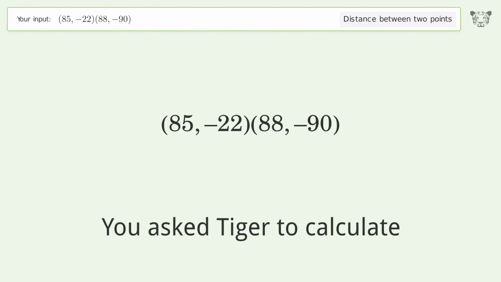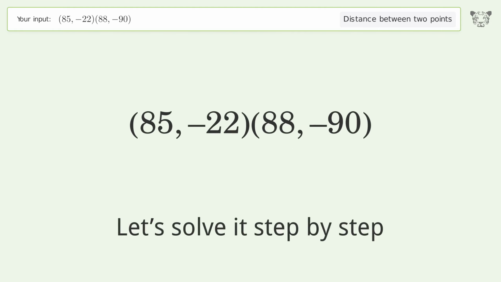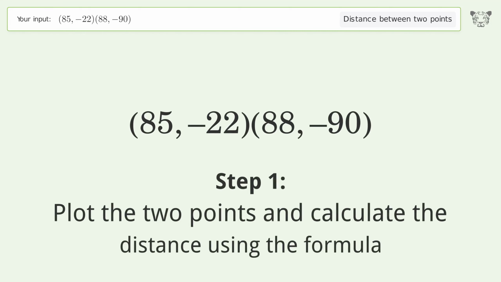You ask Tiger to calculate. This deals with the distance between 2 points. The distance between the 2 points is the square root of 4,633, or 68.066. Let's solve it step by step.